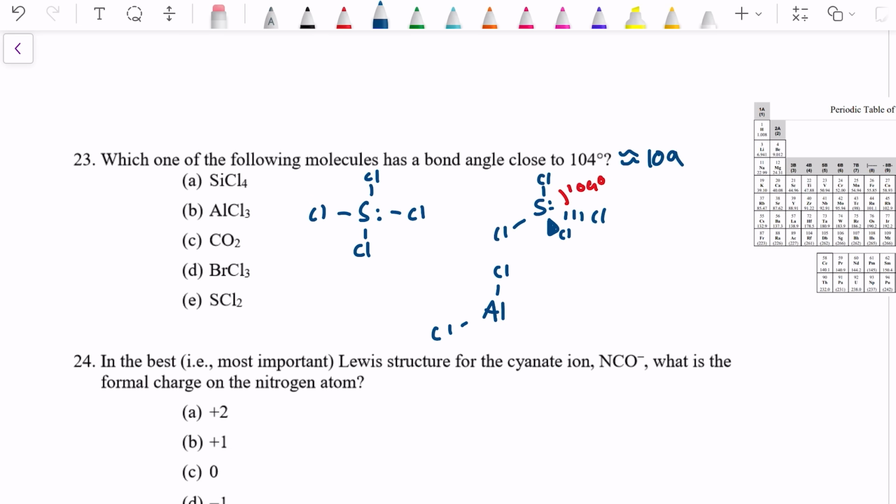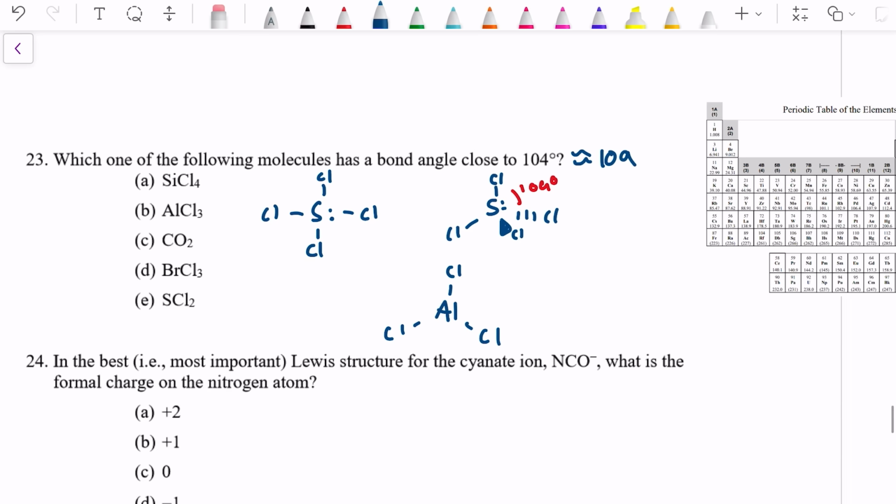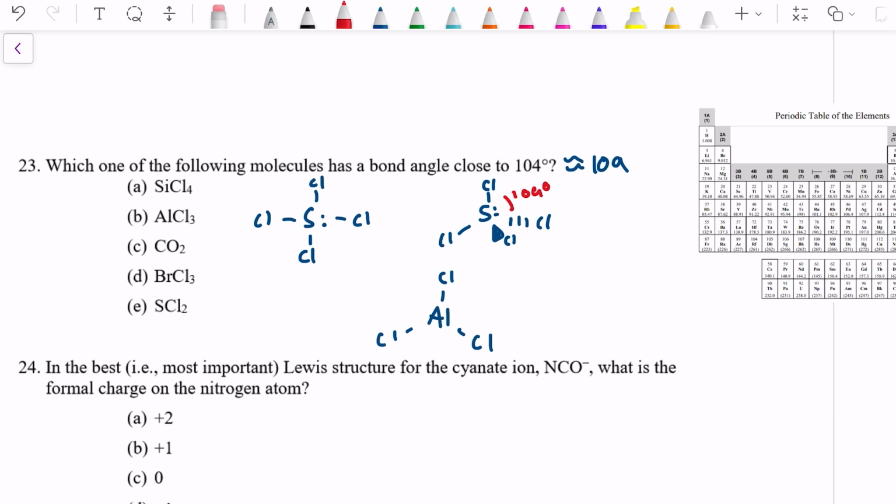This looks something like this. It has 3 bonded atoms and no lone pairs, so this is trigonal planar. Trigonal planar exists all on one plane. You can kind of picture it. They're all existing on the same plane, and this is 360 degrees all the way around, so each one of these is about 120 degrees. 120 degrees is not really close to 104 degrees. Because that's trigonal planar, I'm not going to go with B.